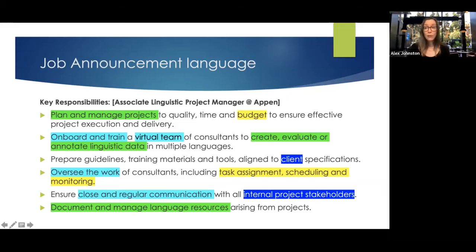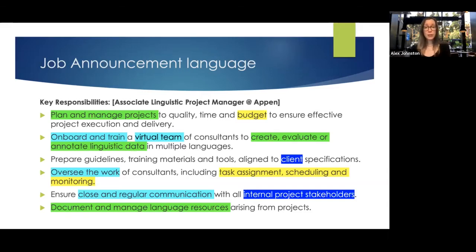In addition, everybody this year has turned to virtual teams and virtual experiences and learning environments. So that's something that you can claim as experience. You've also likely created, evaluated, and annotated linguistic data, probably in multiple languages, because that's what we do as linguists, right? We know all the languages. Inside joke. So again, these are things that you've probably had some experience with. I'm not saying this is a perfect fit for everyone, but there are ways to think about experience as written about with this type of language and relate it to your own academic experience.